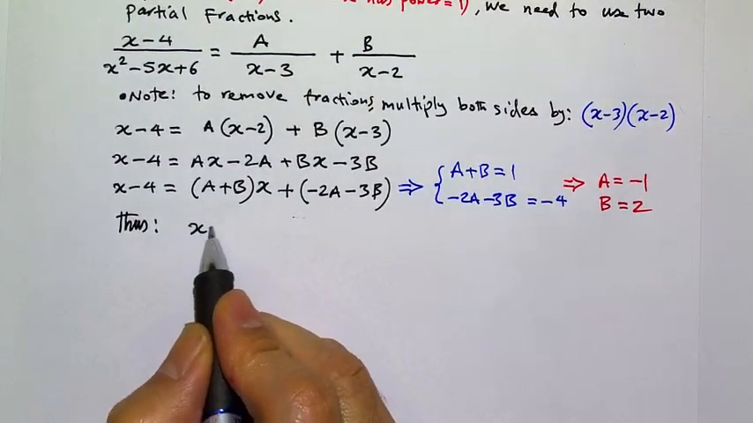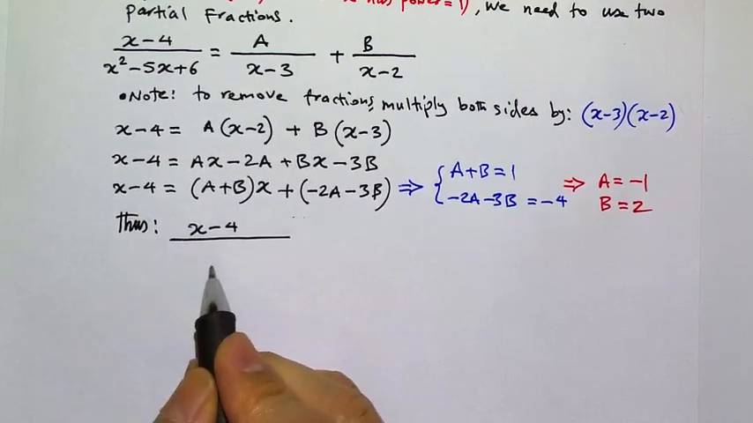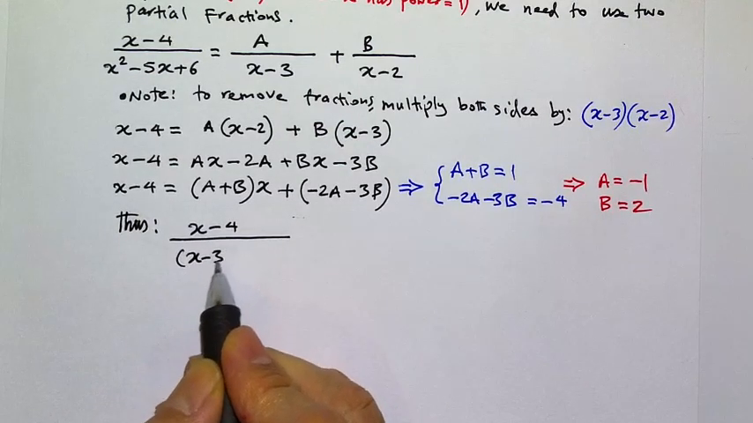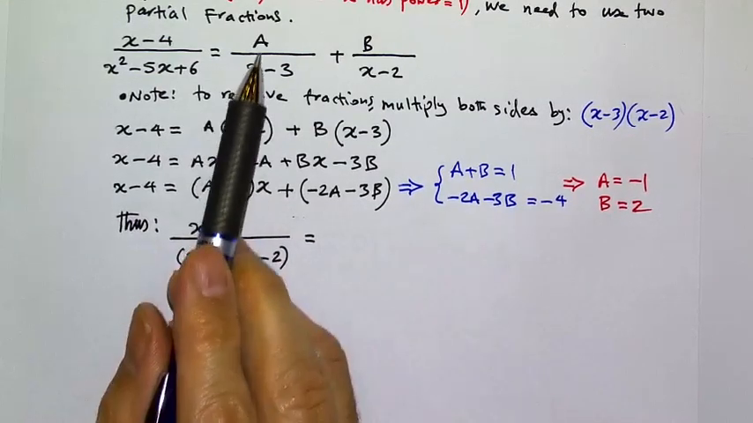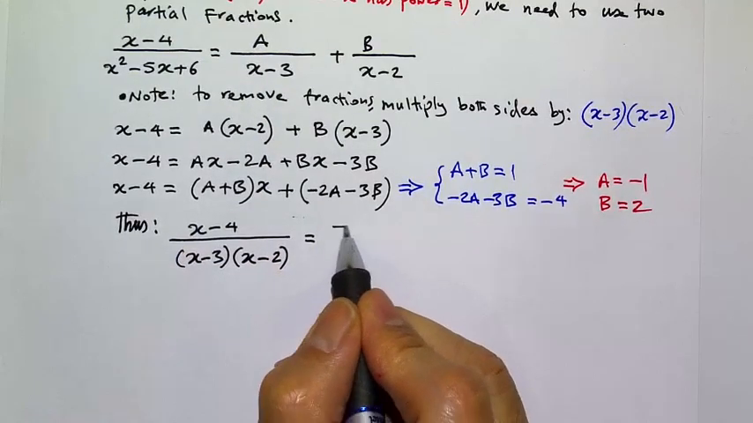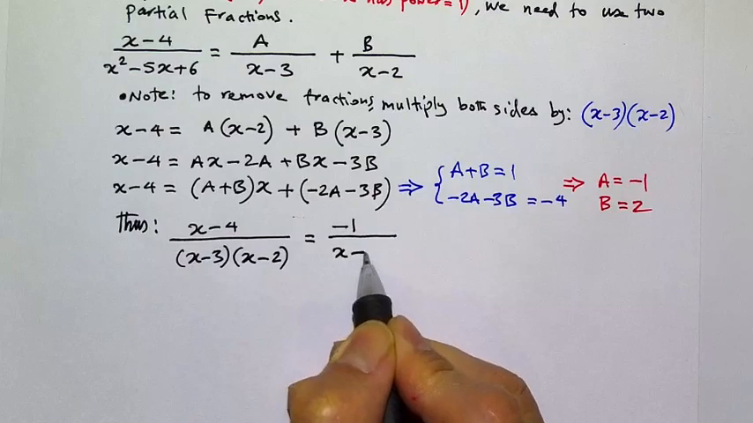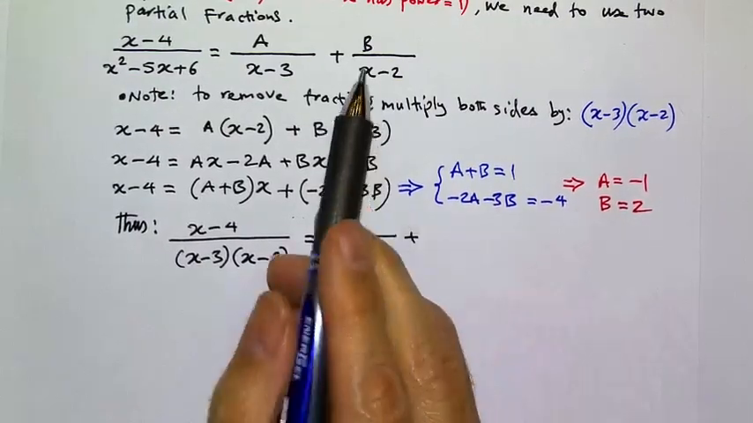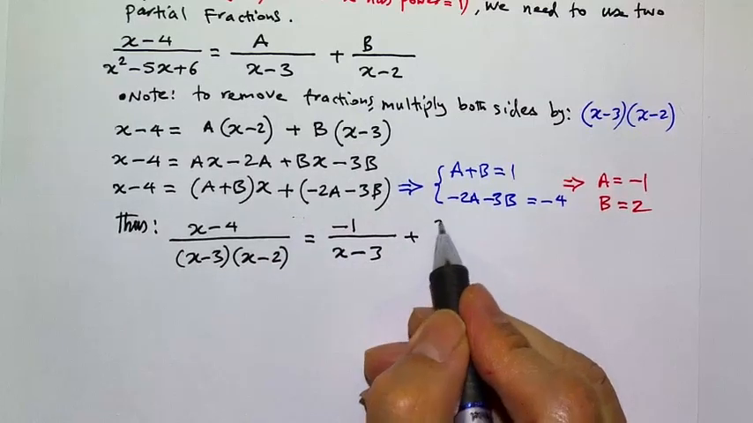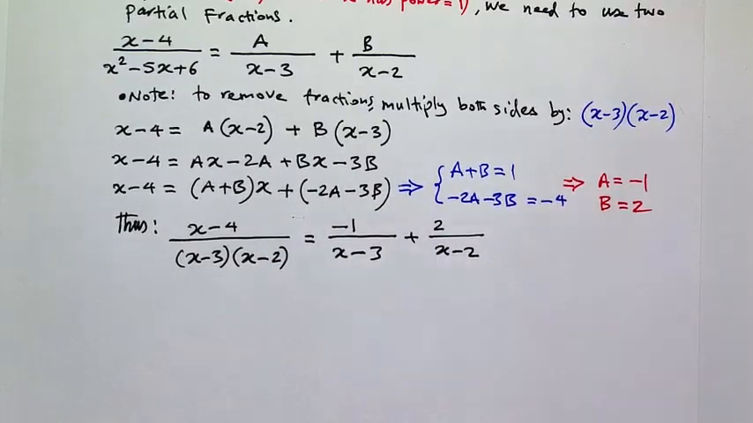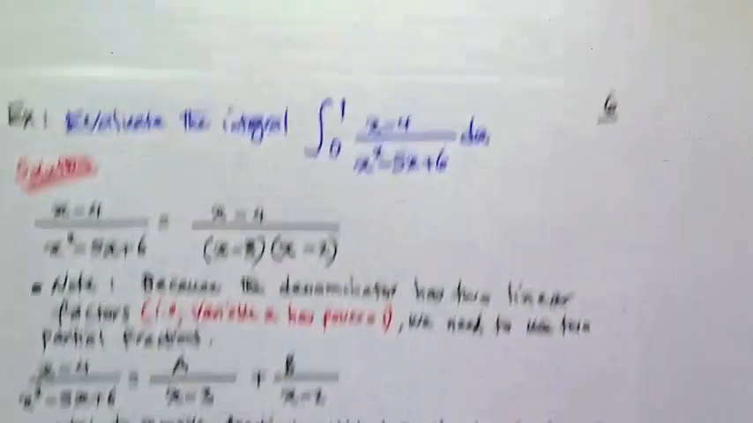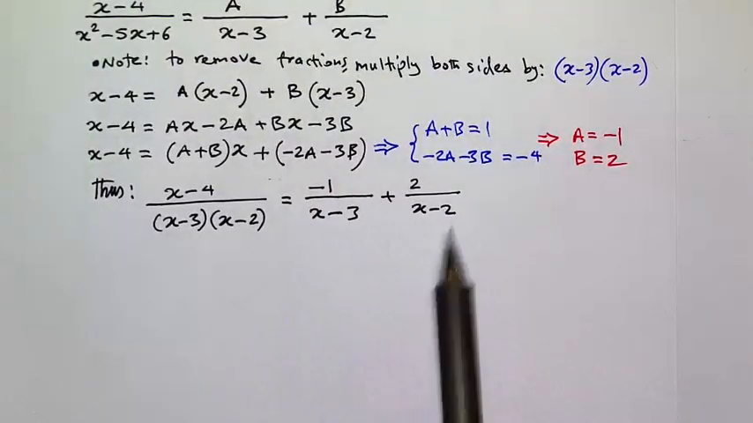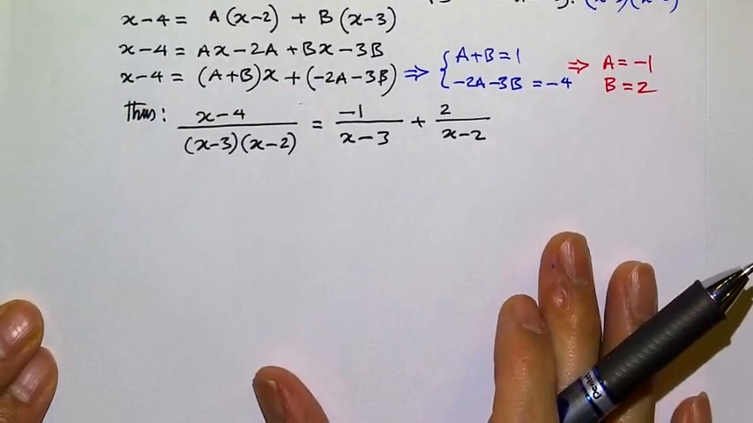So thus we have on the left x minus 4 over that factorization we had, x minus 3 times x minus 2, is equal to, instead of a, we have minus 1. So minus 1 divided by x minus 3 plus 2 over x minus 2, right? Like that. All right, so the original integral, we can write in terms of the integral of these two terms. So let's do that.